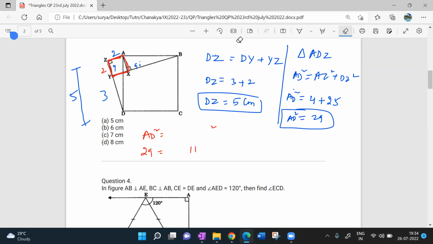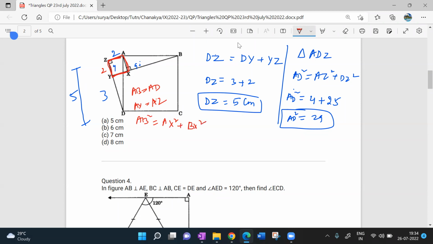Let me write here. I don't have space here. Let me tell you. First of all, let us write what we know: AB is equal to AD, and AX is equal to AZ. Now we will write AB square is equal to AX square plus BX square.